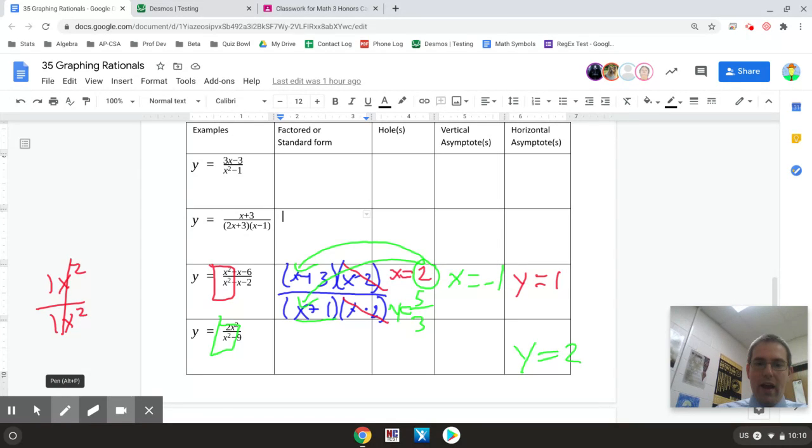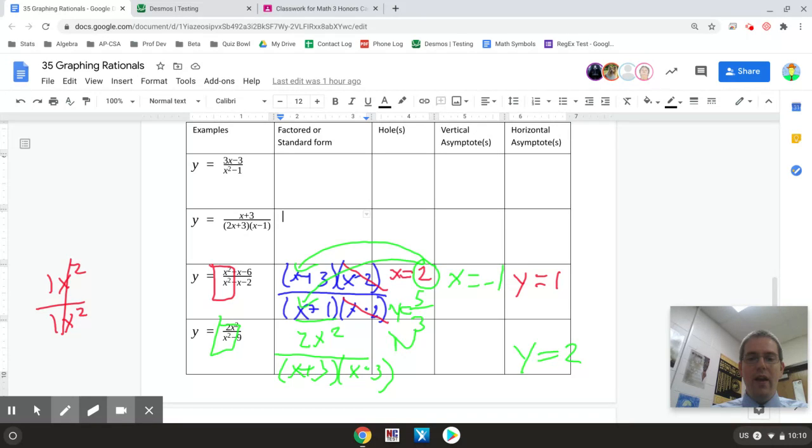And to get my vertical asymptotes, I would need it in factored form. So the top will not factor, 2x squared. The bottom would factor as x plus 3, x minus 3. If you don't remember how to factor that, you could have always put the denominator in Desmos to find the factors. This has no holes because there's no factors that cancel out, so you can just put none, or I'll put an N for none.